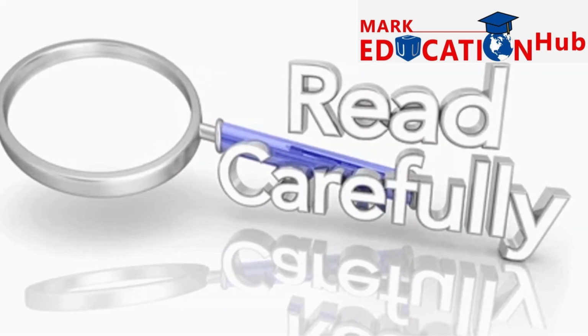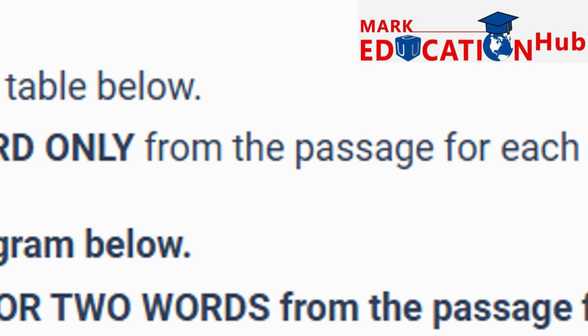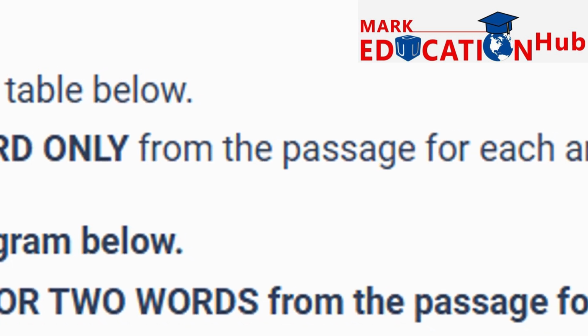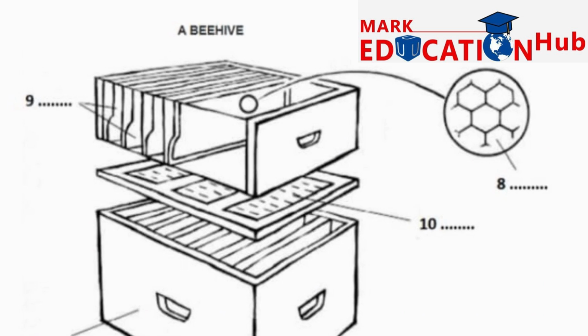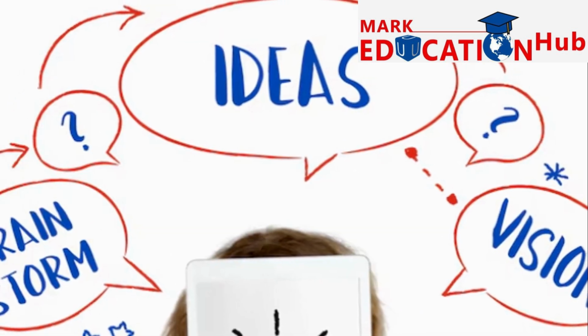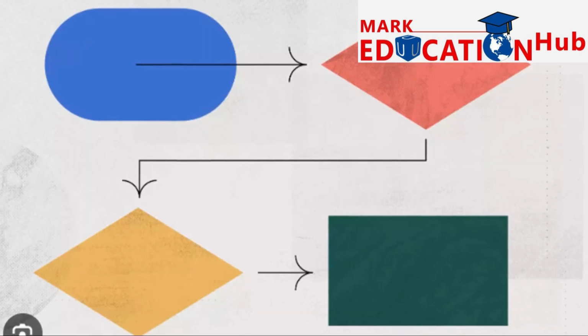To begin, look at the diagram carefully. What is the diagram about? What is the main idea? What are the different parts of the diagram? Once you understand the diagram, you can start looking for the answers in the reading passage.